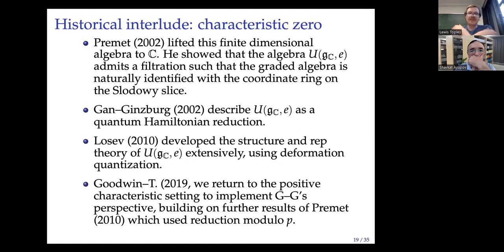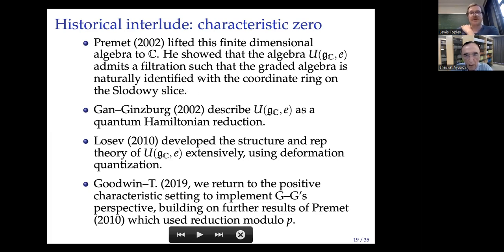So what happened next was mostly in characteristic 0. In this same paper in 2002, Premet lifted this finite dimensional modular algebra into the complex numbers, and he showed that this complex version of it admits a filtration such that the associated graded is naturally identified with the coordinate ring on the Slodowy slice. I'll talk in a moment about what this slice is.